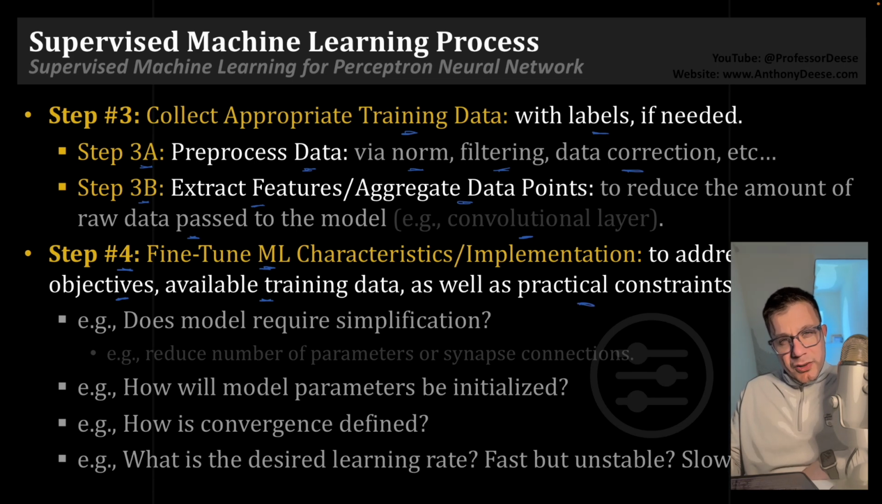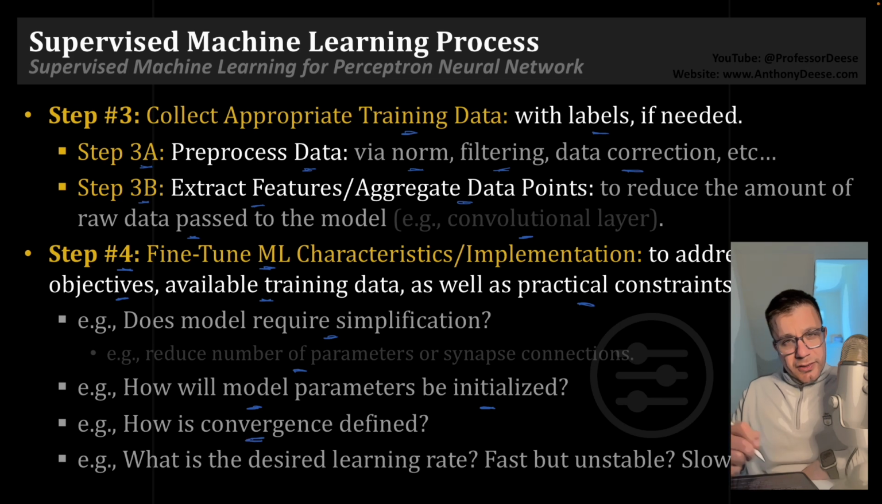And so here are some questions we may need to ask ourselves. Does the model require simplification, right? Do we need to reduce the number of parameters or synapse connections if we're talking about a neural network? How will our model parameters be initialized, right? If we have a nonlinear model and we have to employ some sort of iterative optimization process, then generally we'll need to initialize those parameters, and the quality of the initialization can have a strong effect on the quality of the result or whether we get a result at all.